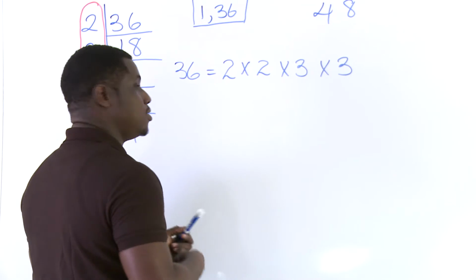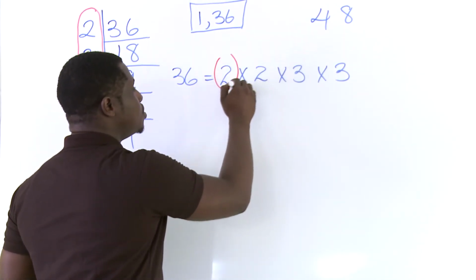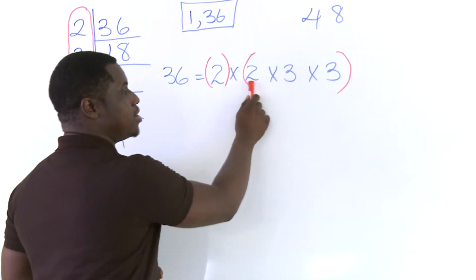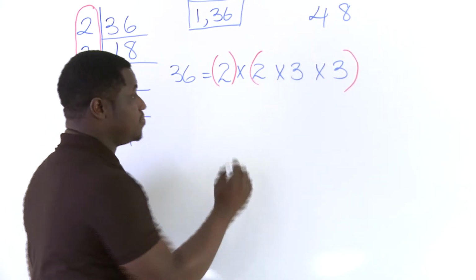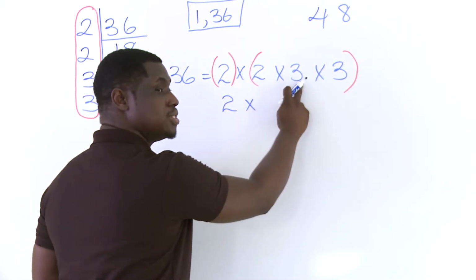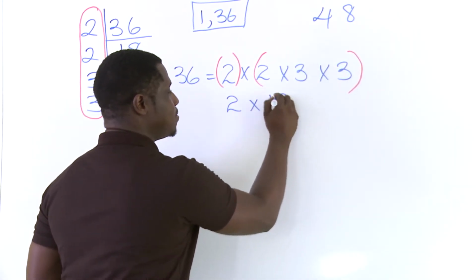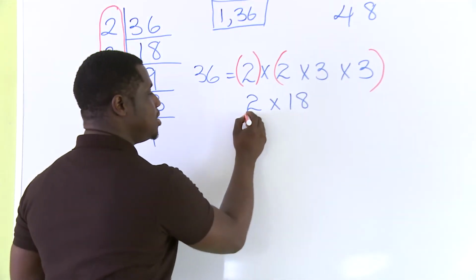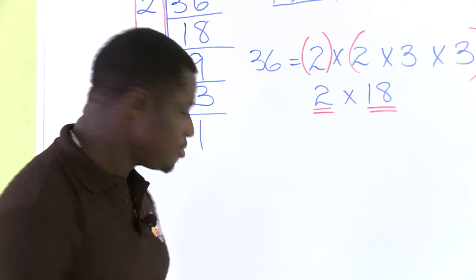So first of all, I'm going to multiply the number 2 by 2 by 3 by 3. So what does this give me? This tells me 2 multiplied by 2 by 3 is 6, and 6 by 3 is 18. Now I would have found an additional 2 factors of 36.